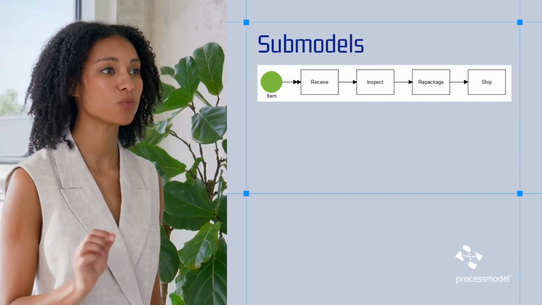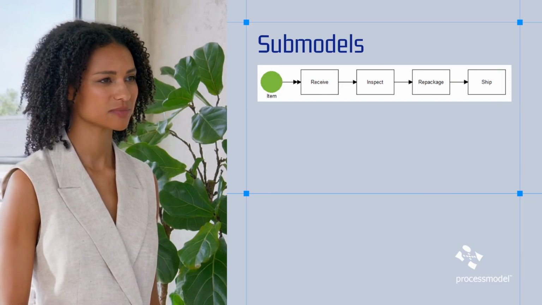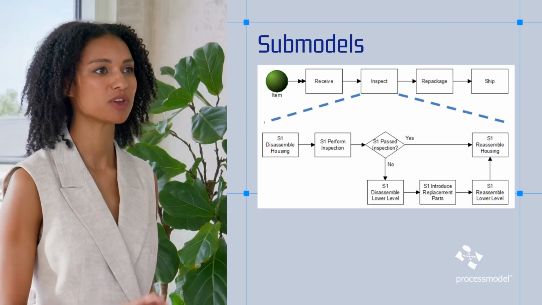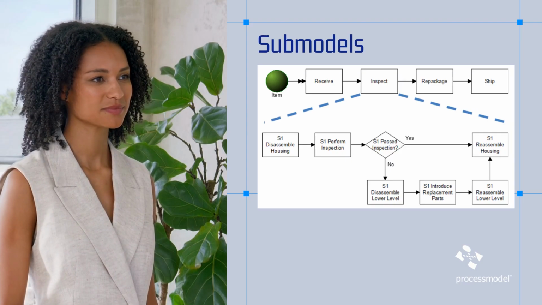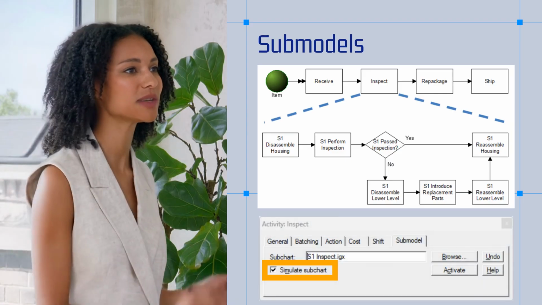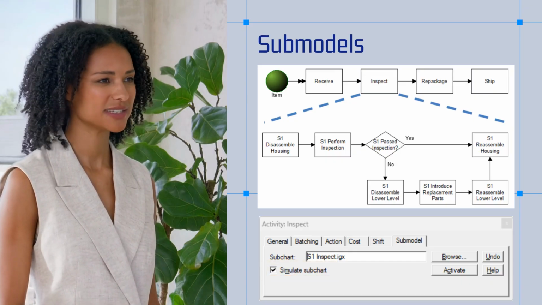Sometimes your process needs more detail than you want on the main chart. That's where submodels come in. Link an activity to a subchart for deep logic or subprocesses. You can simulate that subchart or skip it entirely during runs. It's a clean way to manage hierarchy and complexity.